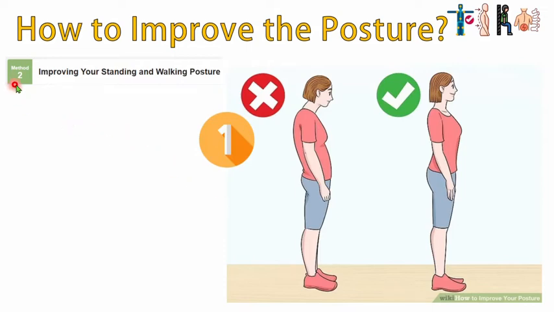Now, the second method, improving your standing and walking posture. The first method talks only about the sitting position, and method number two is all about the standing and walking posture. This first picture is an indicator that we have a bad or poor posture, and this picture indicates that we have a good posture.